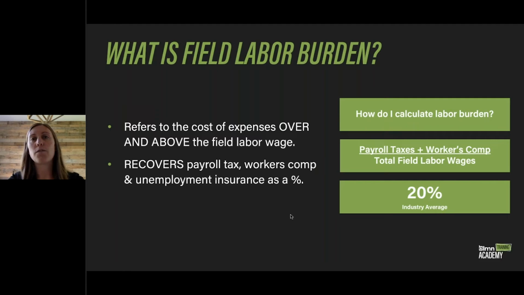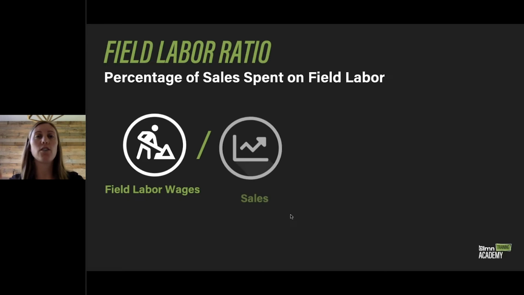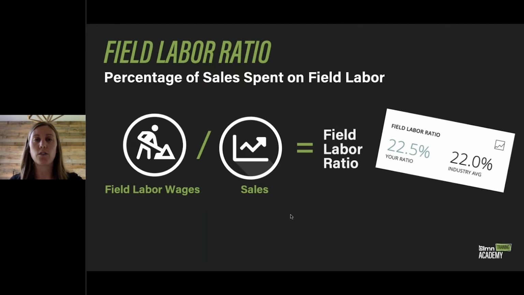Now, when we talk about our field labor ratio, you'll see this on every screen within your budget. So for your field labor, your equipment, your materials, this is going to show you, based on the work breakdown you entered on your budget info tab, the percentage of sales that you're actually spending, for example, on your field labor. So what we're doing here is we're taking your field labor wages, we're dividing those by your sales, and that's going to give you your field labor ratio. So in the top right-hand corner of your field labor budget, you'll see your own field labor ratio as a percentage, and you can then compare that to the industry average.